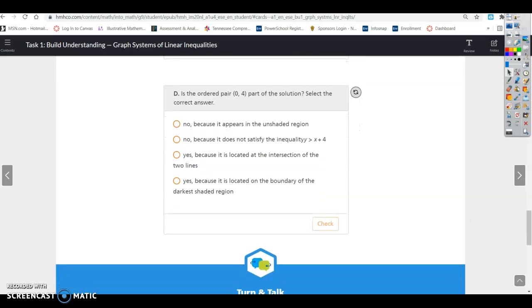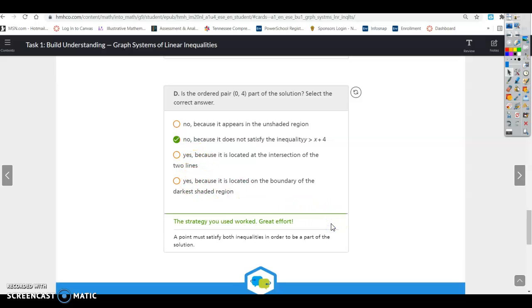So let's see what our choices are. No, because it appears on the unshaded region. No, because it does not satisfy this inequality. That's true. That's the dashed line. That's the equation or the inequality that represents the dashed line. And these both say yes. So the only one that will work will be the second one.